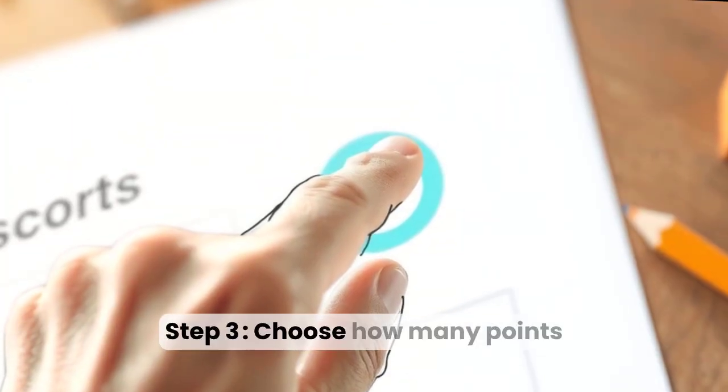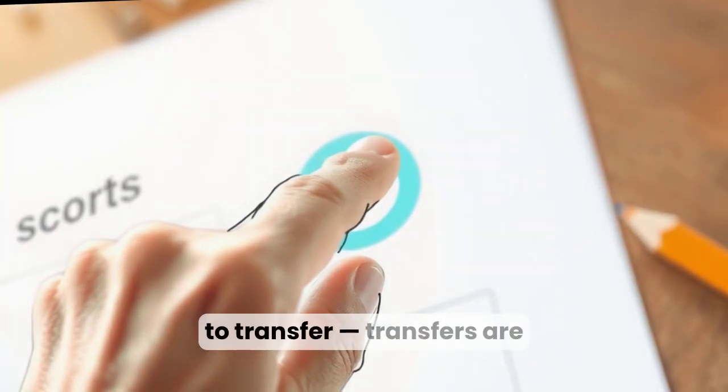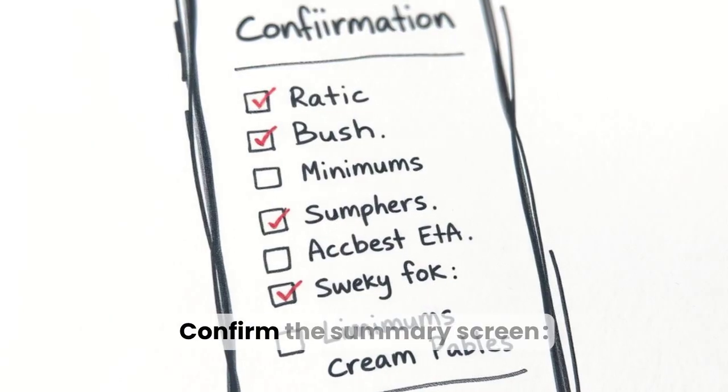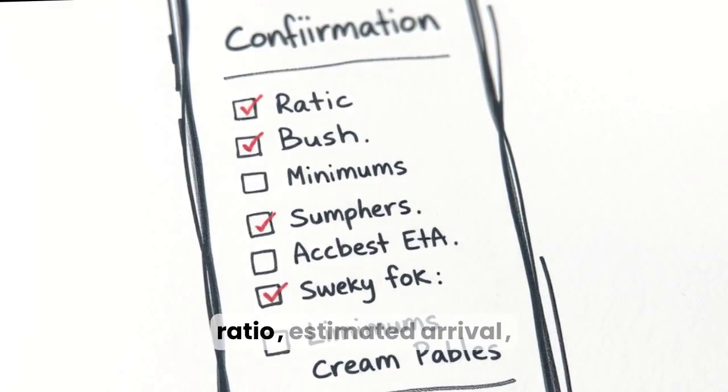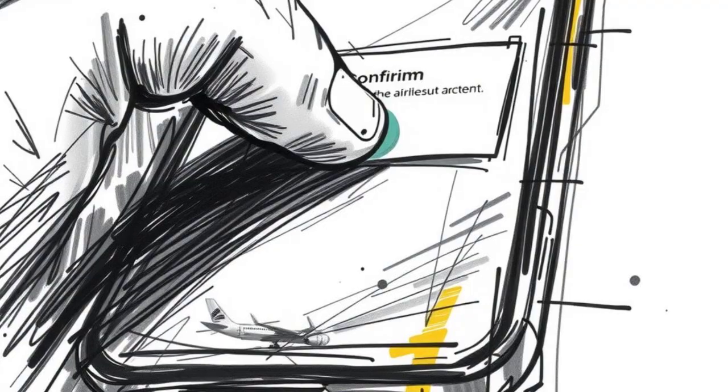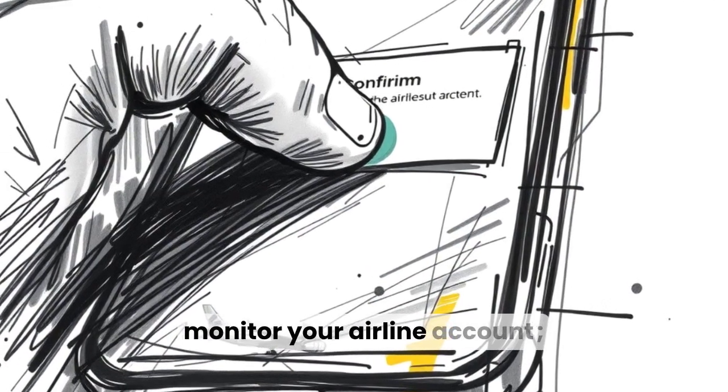Step 3. Choose how many points to transfer. Transfers are final, so transfer what's needed for the award. Confirm the summary screen, ratio, estimated arrival, minimums, and any rounding rules. Submit the transfer and monitor your airline account.